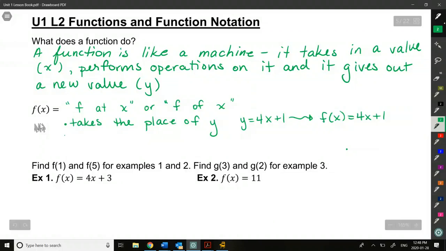So one really important thing to note about this is that it's not f times x, because we've been trained ever since maybe grade 8 or grade 9 that if we see brackets it means multiplication, right? But in function notation it's not f times x. F is really just the name of a function, and the x is what we're inputting into the function. So remember we said it takes in a value. Function notation tells us what value it's taking in. It's taking in x. So this is not f times x. We want to think of f as the name of the function, and x is telling us what the input is.